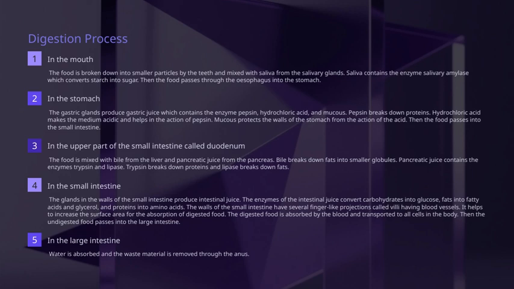In the stomach, the food is further broken down by the teeth and mixed with saliva from the salivary glands. Saliva contains salivary amylase, an enzyme that starts converting starch into sugar. Once the food is sufficiently processed, it passes through the esophagus into the stomach, ready for further digestion.